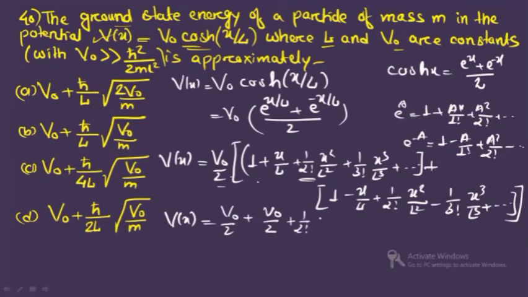1 by factorial 2 x square by L square plus again 1 by factorial 2 x square by L square. Is it clear? Here you see odd terms are getting cancelled, but even terms are there, under x to the power 4, L to the power 4, x to the power 6, L to the power 6. These terms are neglected. Clear?